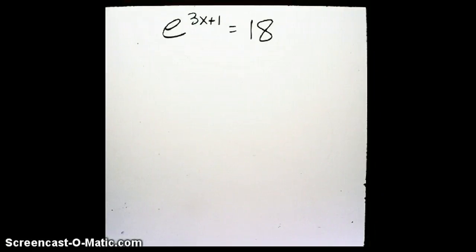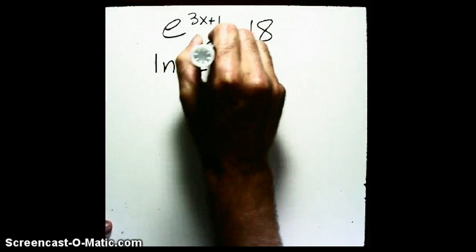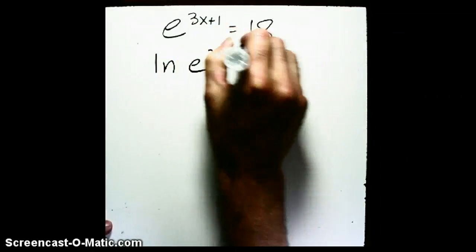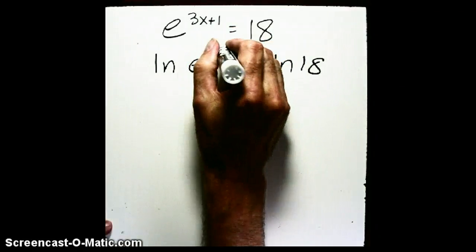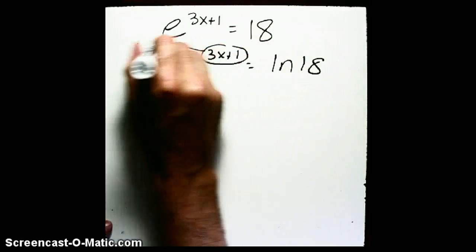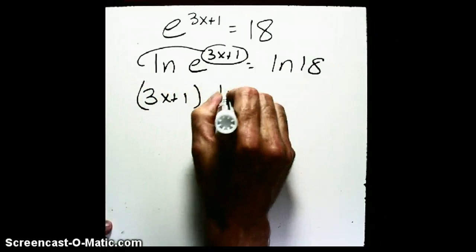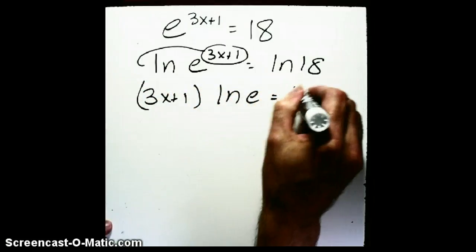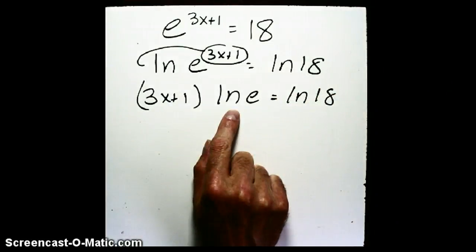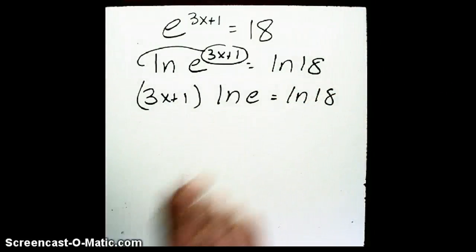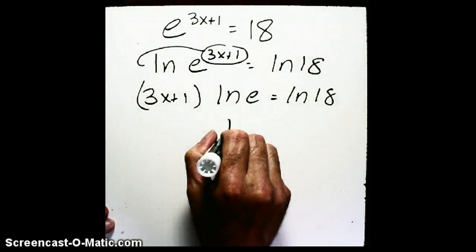This problem is a little more sophisticated. I'm going to have to take the ln of both sides, right? Because I have that base e. Now, I could still do that same thing. I could move this to the front, which is 3x plus 1 times the ln of e is equal to the ln of 18. But wait a minute, we should all know now that the ln of e, that's log base e of e, is 1. That is equivalent to 1.